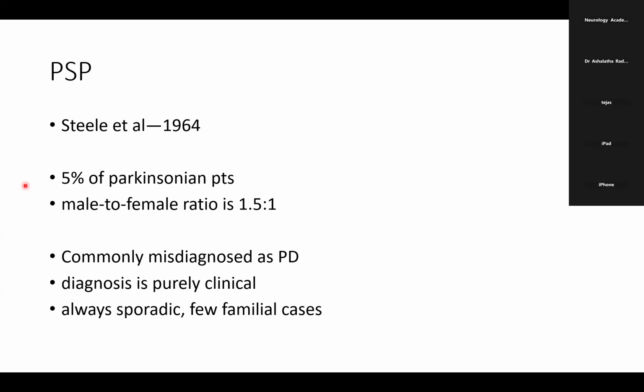Coming to the description of the entity, it was initially described by Steele et al. in 1964. 5% of Parkinsonian patients are ultimately diagnosed to have PSP. The male to female ratio is 1.5 to 1. The condition is commonly misdiagnosed as Parkinson disease. It is a purely clinical diagnosis, and it is almost always sporadic, with a few familial cases reported.